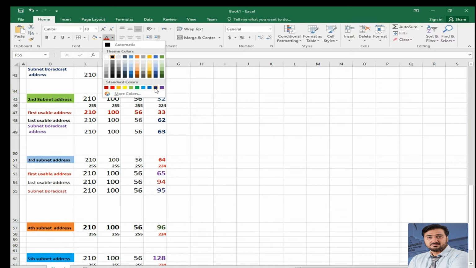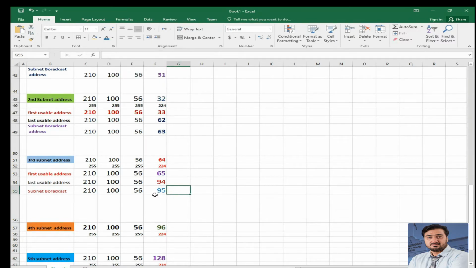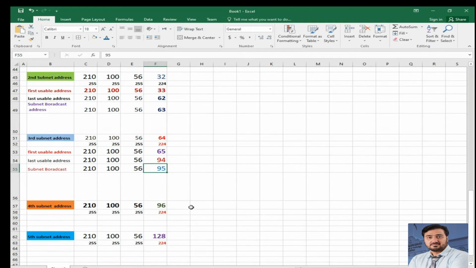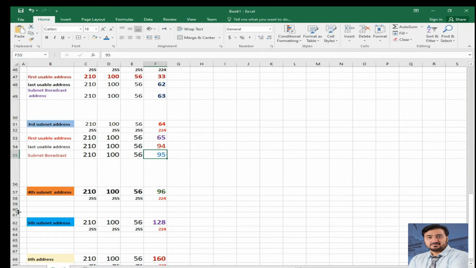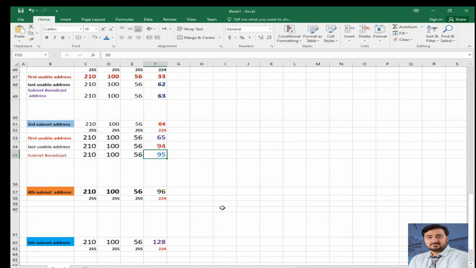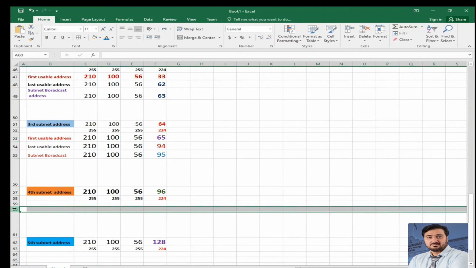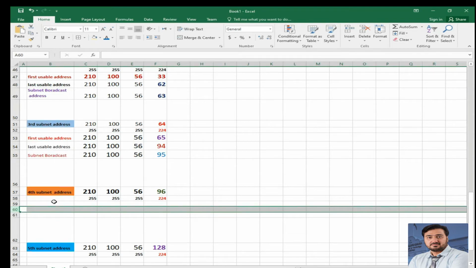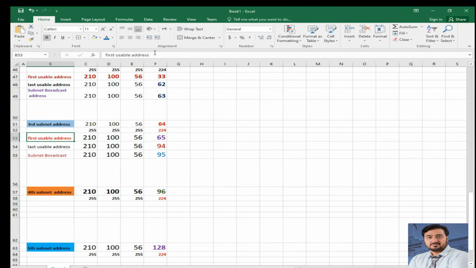Let me take some other color. 95 is our broadcast address. Now you need to tell me. Fifth, sixth, we will find later. First, second. What is the first usable address of the fourth subnet? 97. Yeah, 97. 210, 156, 97. Good, mashallah.